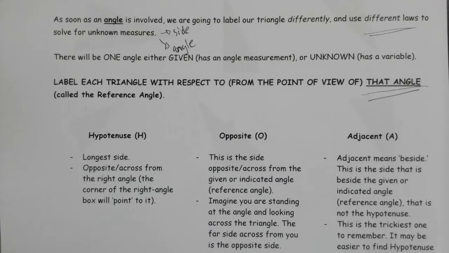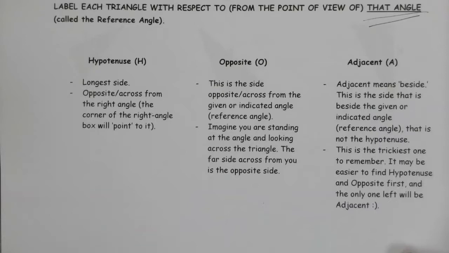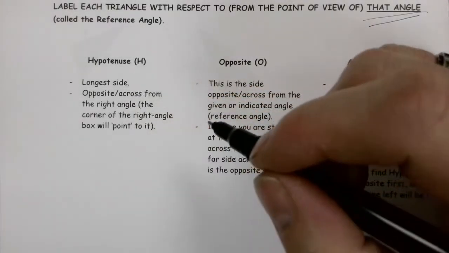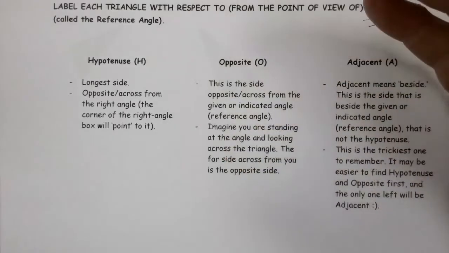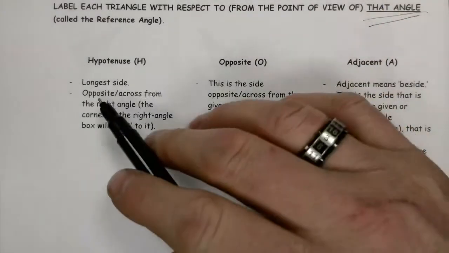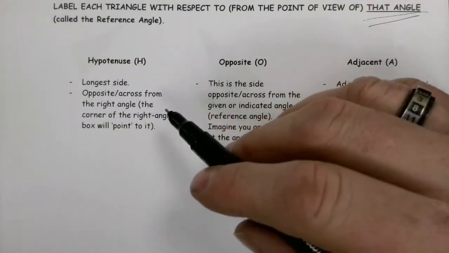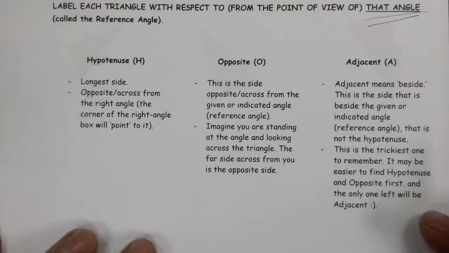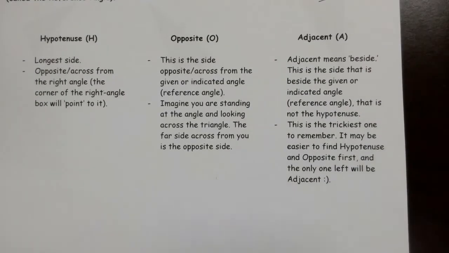Okay, now here's how this works. One of the sides is going to be the hypotenuse, and quite honestly, that hasn't changed. The hypotenuse is going to be the side opposite the right angle. It will be the longest side in the right angle triangle. But now we've got two other labels that we can use.